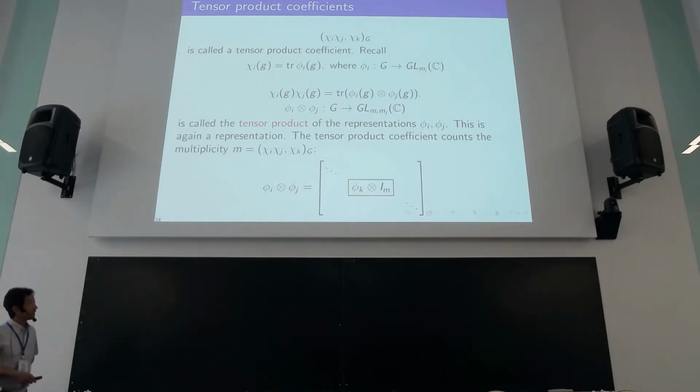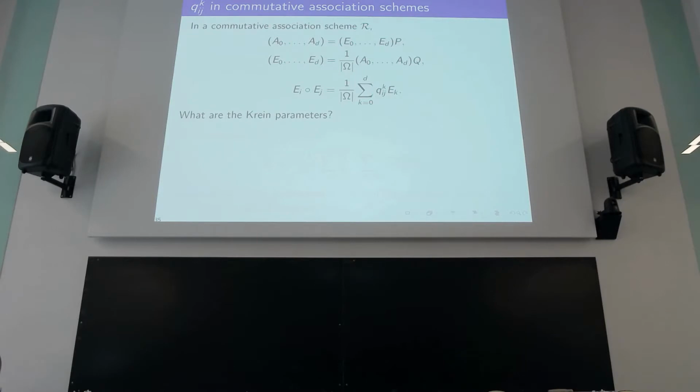So we have a very good understanding of the Krein parameters for this particular association scheme. But in general, we don't have such a nice interpretation. Well, Krein parameters can be defined for any commutative association scheme because we have primitive idempotents. That's how we expand the entrywise product of primitive idempotents. But then what are the Krein parameters? Do we have some meaning like tensor product coefficients?